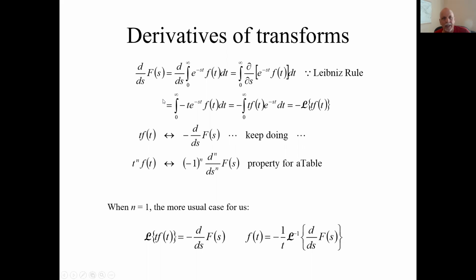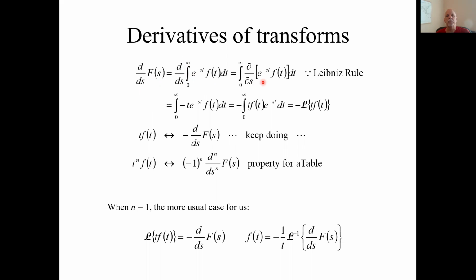See what happens when we take the derivative of a Laplace transform. So the Laplace transform is this function of big F here. Making it the derivative means this, because this is the definition of the Laplace transform. By the Leibniz rule, we can move this derivative inside the integral.